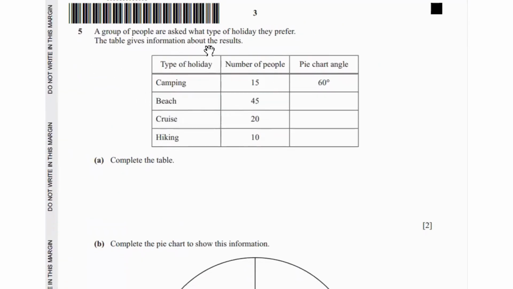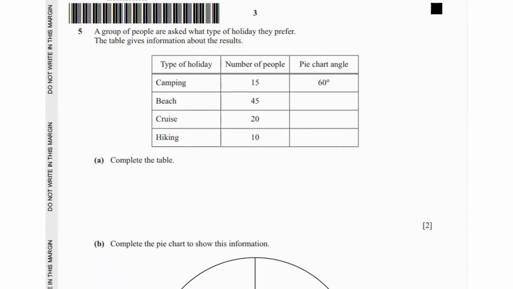Then it says a group of people are asked what type of holiday they prefer. The table gives information about the results. So we have camping, beach, cruise, and hiking. And then we have the number of people for each type of holiday, and then the pie chart angle. They've already given us the pie chart angle for camping, which is 60 degrees, and they're asking us to complete the table.